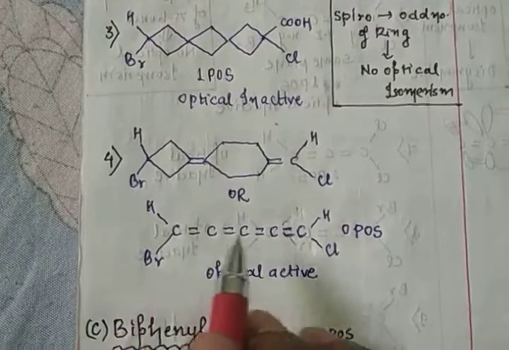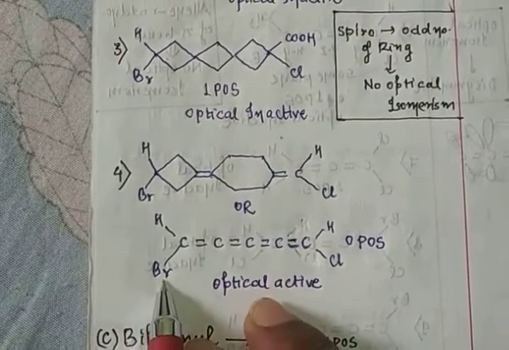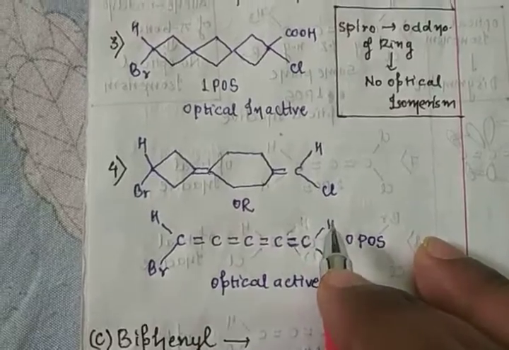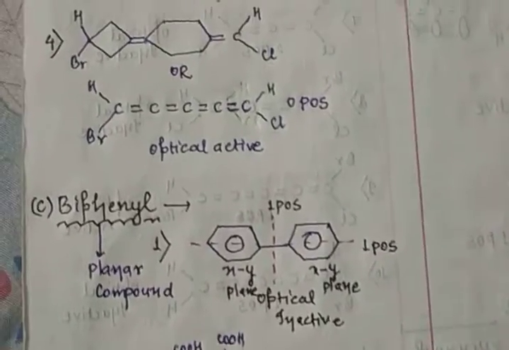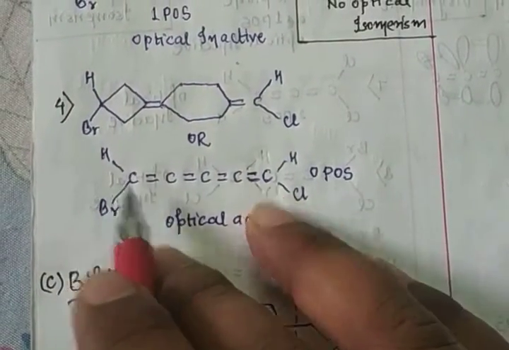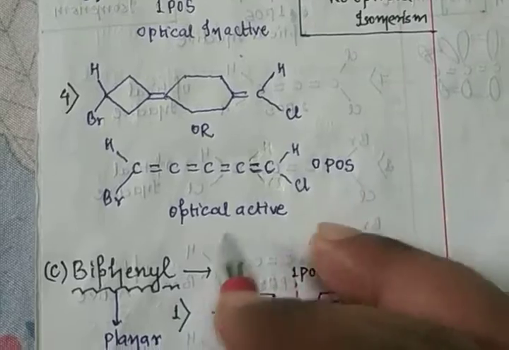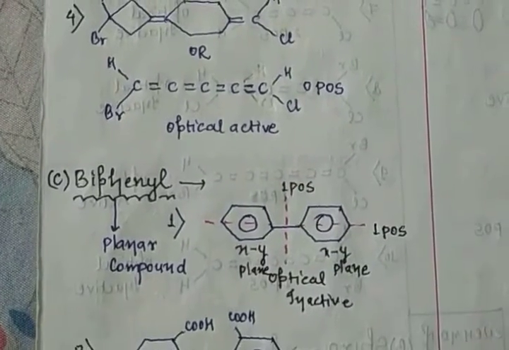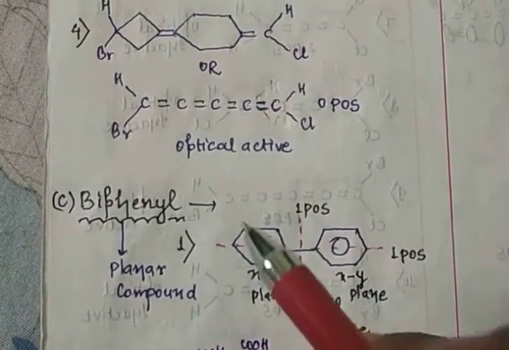So you cut from that side. One hydrogen and one bromine is different. You cut from that side. One hydrogen and one chlorine is different. Okay. So in this case there is a different group, in this case there is a different group. So it means there is no plane of symmetry. The compound is 100% optical active. So this is a case of Spiro.